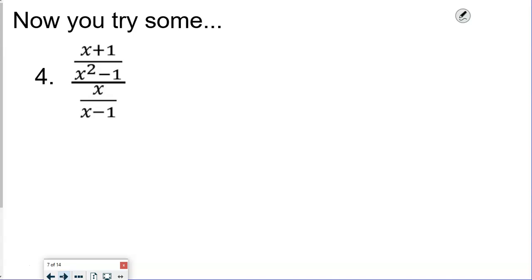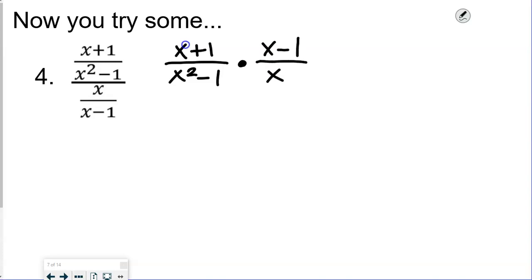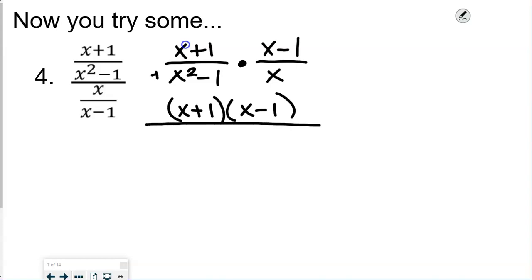So here again, we're going to keep, change, flip. So we're going to keep the first term, change to multiplication, and then flip the other term. So it's going to be x minus 1 over x. Now, on top, I got x plus 1 times x minus 1. And I can factor this term right here. So hopefully you guys remember, take the square root of this, and I take the square root of this. I'm going to get x and 1, plus and minus, right? And then we have an x, okay?